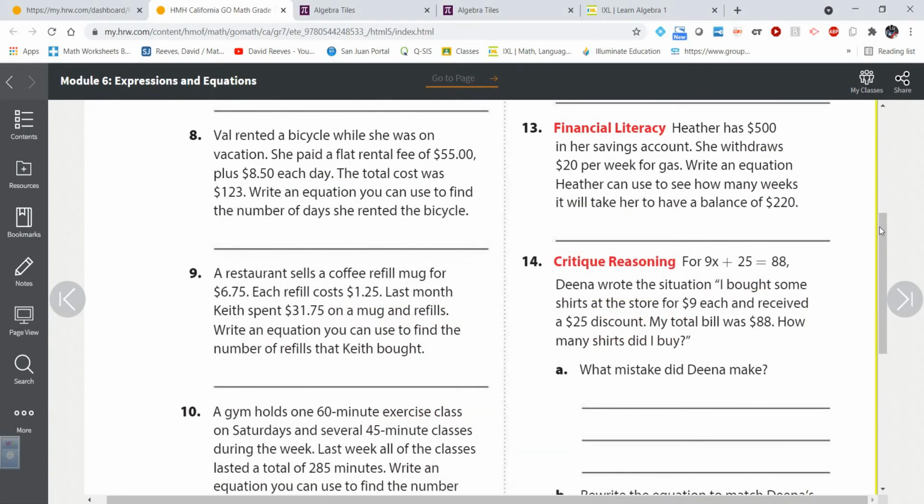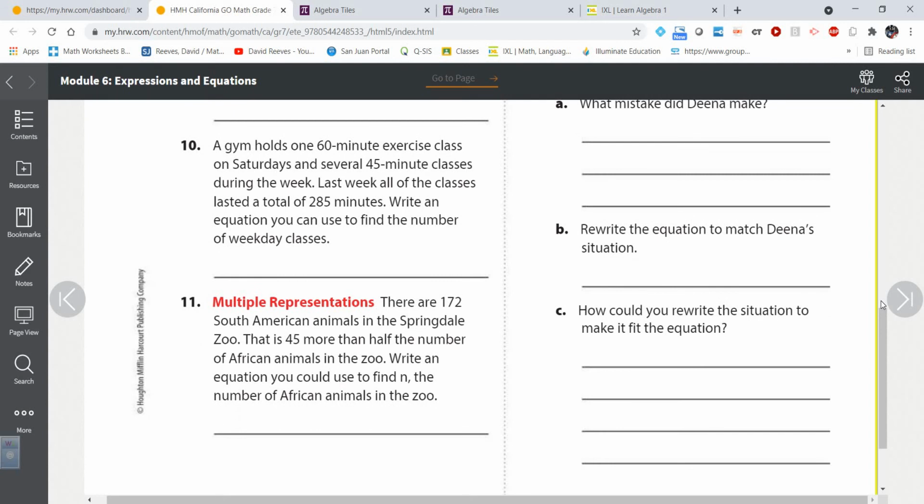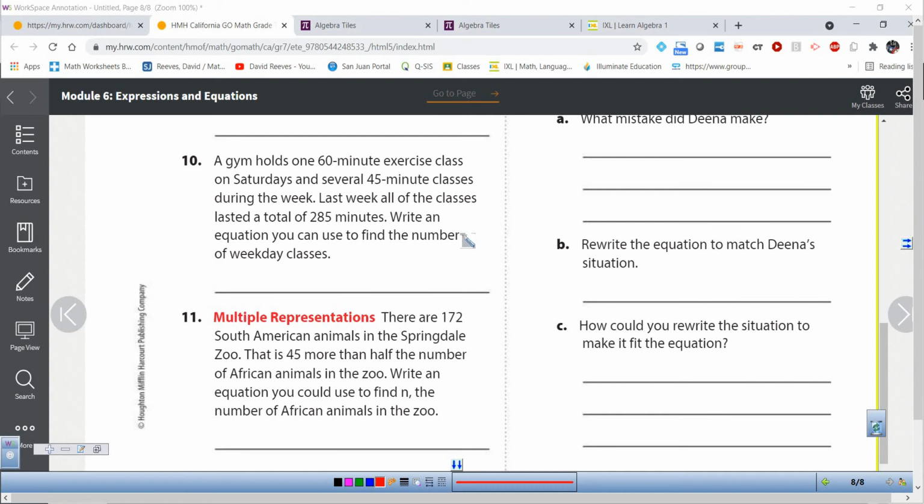Okay, let's look at a couple more, and then we will be done. All right, a gym holds one 60-minute exercise class on Saturdays and several 45-minute classes during the week. Last week, all of the classes lasted a total of 285 minutes. Write an equation you can use to find the number of weekday classes. Okay, so here we go. So 60, there's only one Saturday in a week. So that's that one time occurring.